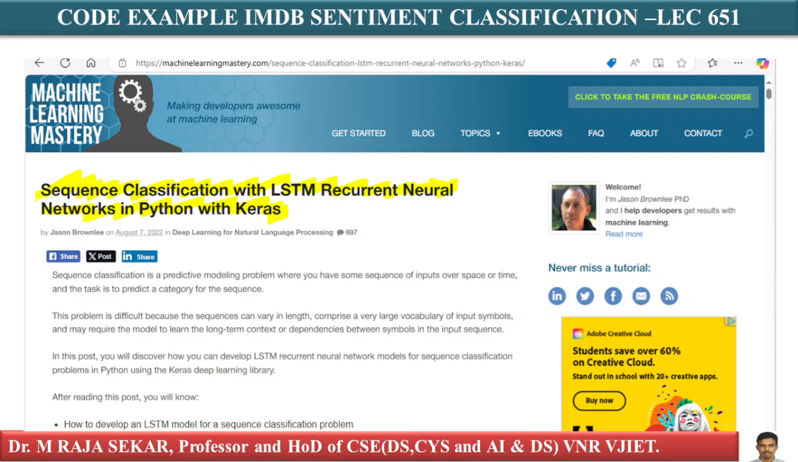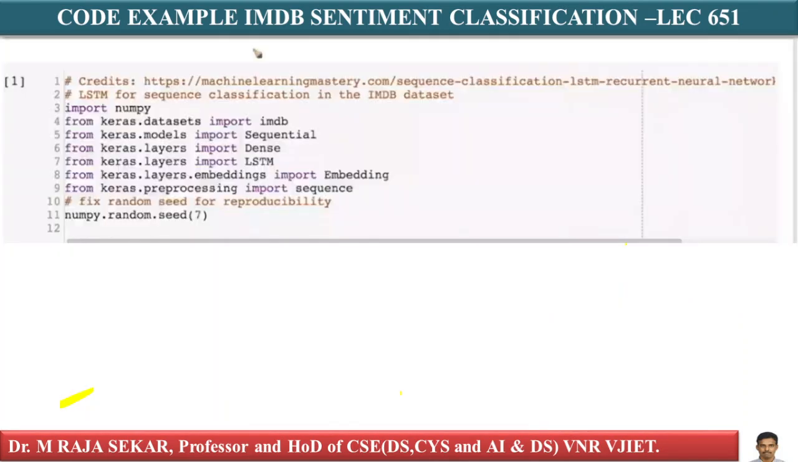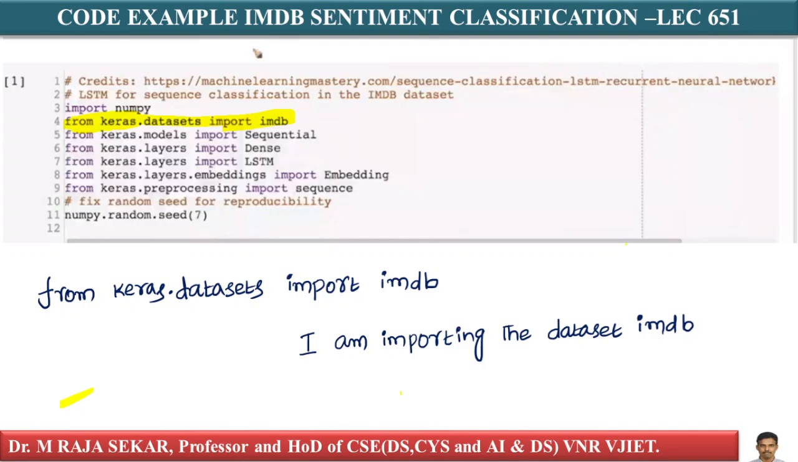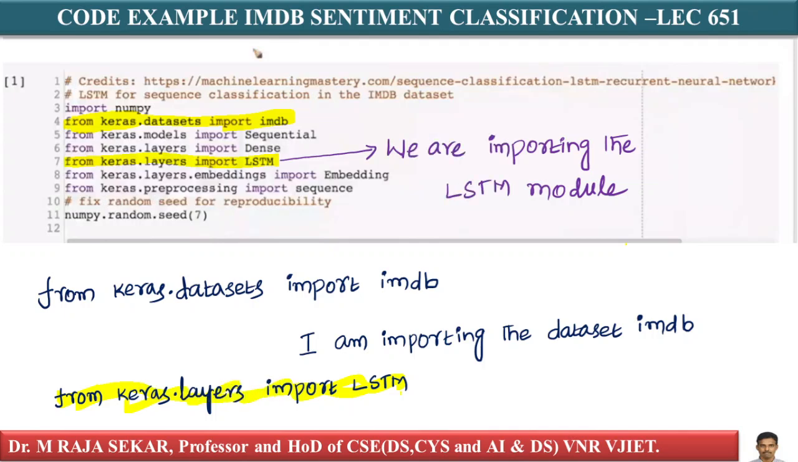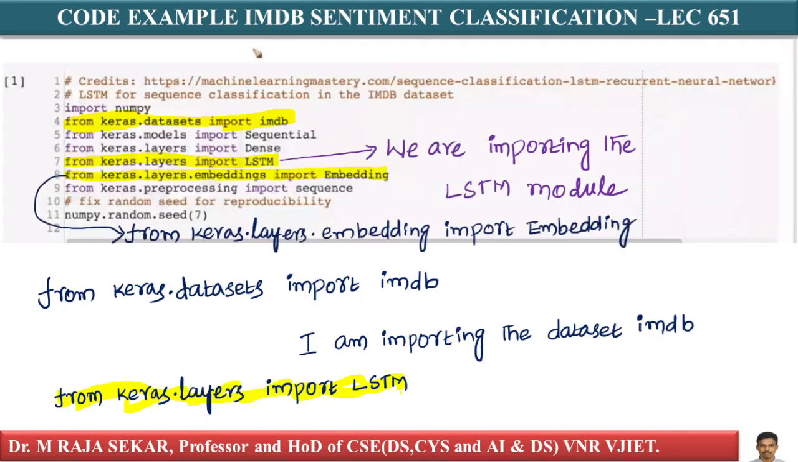Let me go through this code. I'm importing the dataset IMDB. Here we are importing the LSTM module also, isn't it? We are importing embedding and sequence, isn't it? We will see how and why all these things are important.